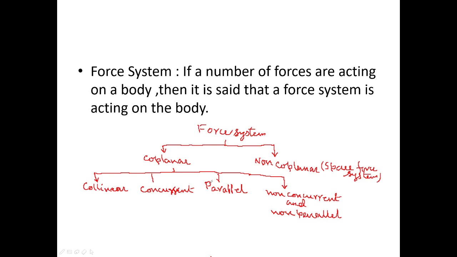Now, next is force system. If a number of forces are acting on a body, then we can say that a force system is acting on the body. Force systems are of two types: one is the coplanar force system, and the other is the non-coplanar force system. The non-coplanar force system is also known as the spatial force system.